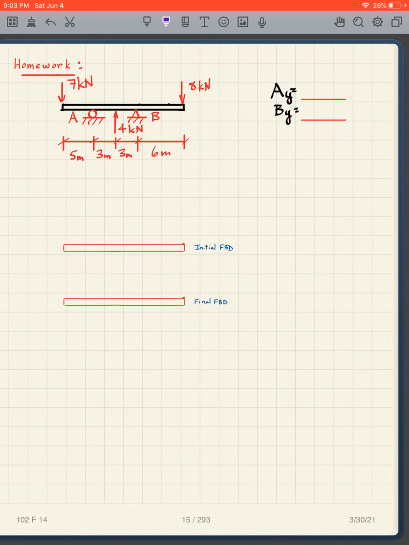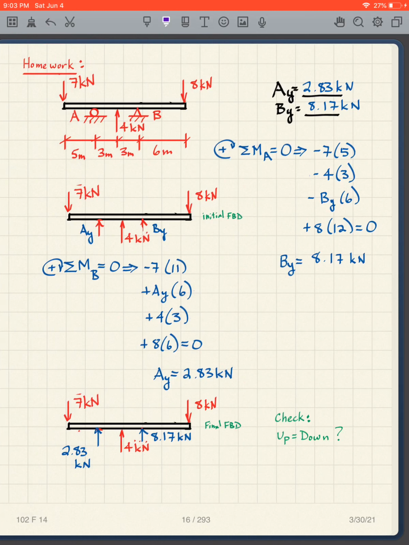Okay, here's another one. Do this one. Again, pause the video. It speaks for itself. Find the reactions. Draw the initial free body diagram. Draw the final free body diagram. Okay, I'm assuming you've done that. Now I'm going to go through a little bit faster.